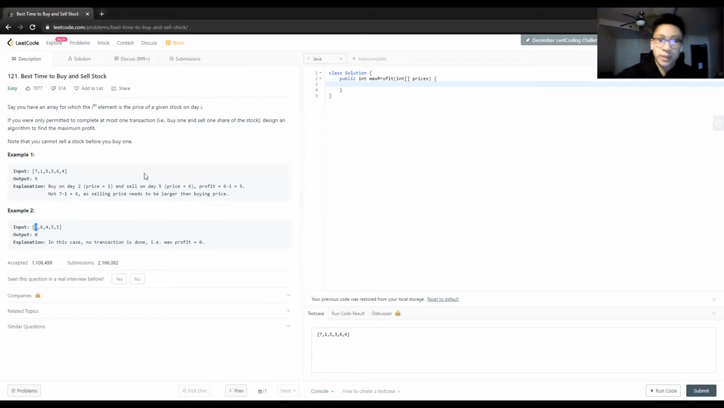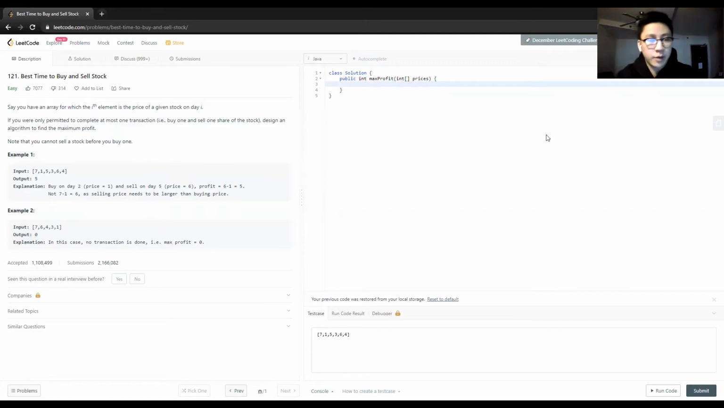The maximum profit you can get is 0 because there's no way where you can buy. There's no point at which you can buy the stock and then sell it later on to turn anything that's a positive profit. Okay, cool.